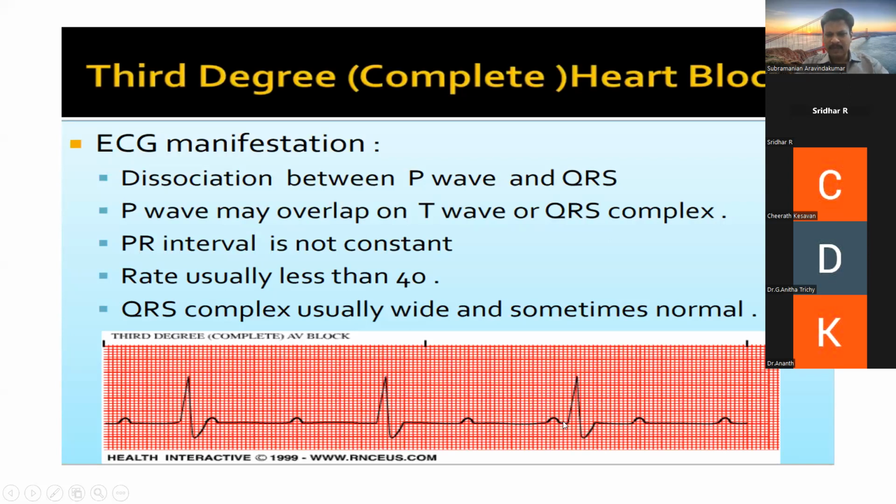So even though this appears to be a QRS complex following a P wave, the rest of the P waves are not associated. This one is also not associated. There is complete AV dissociation. So whenever there is a wide QRS, the heart rate will be less than 40, which is dangerous. These are the people who can have syncope and come to the hospital.